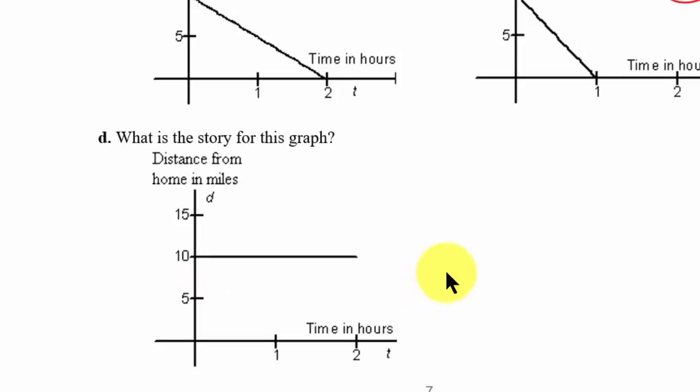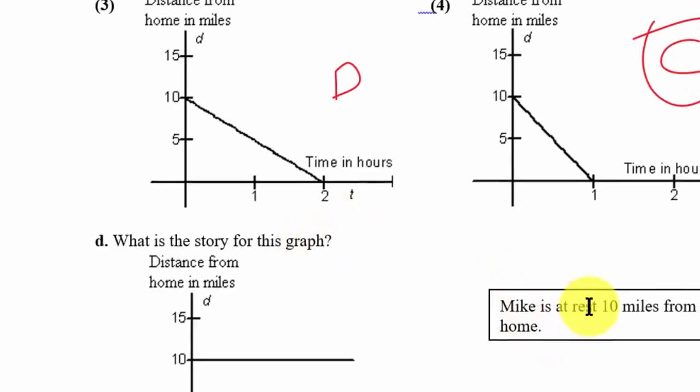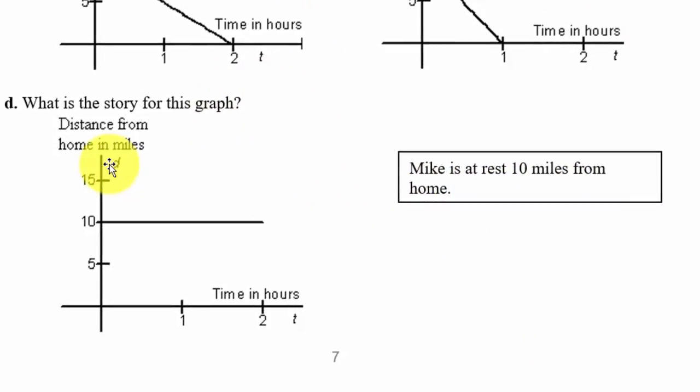Maybe I'm in a library or I'm in the mall 10 miles from home, or maybe I sit in the classroom at Brookdale, which is 10 miles from home for 2 hours. So I'll write some make-believe story here on the right. I added my name. I just said, Mike is at rest 10 miles from home. And I think that's good enough.